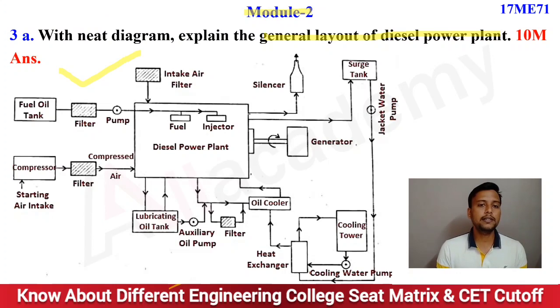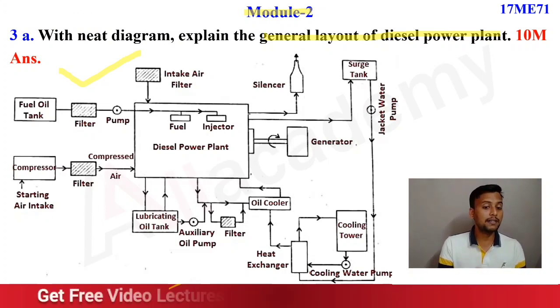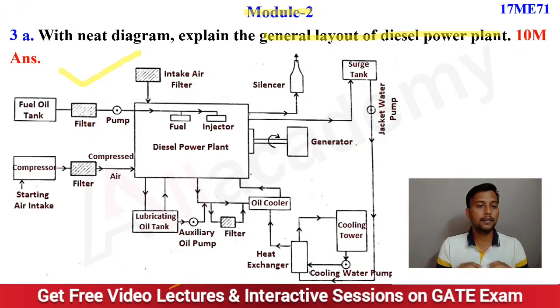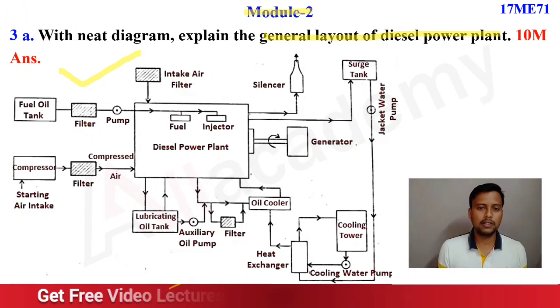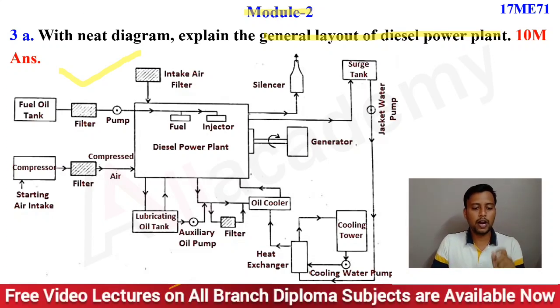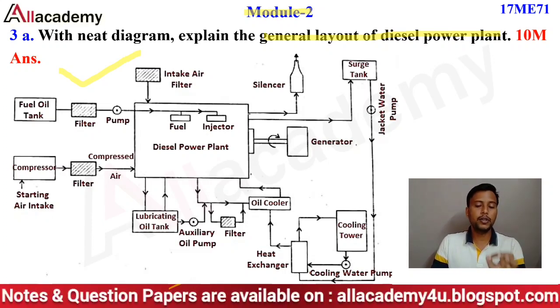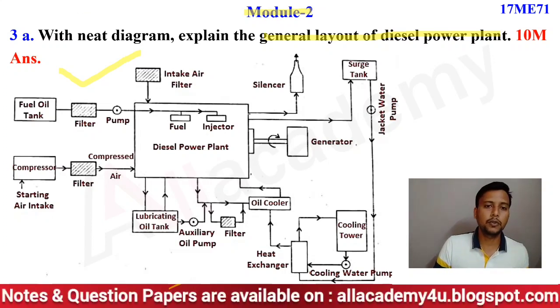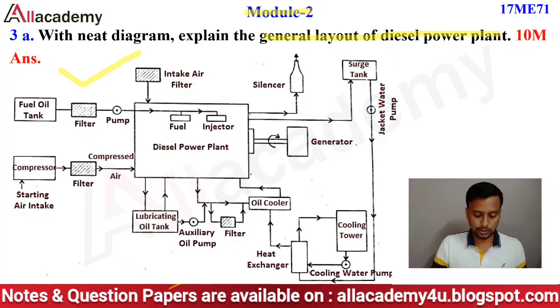And some students said that they have drawn other figures, based on the capacities. Based on the capacities, they have given some different diagrams in the textbook. Those who have drawn those things may expect minimum marks. But those students who have drawn this figure and written a good explanation for the generalized layout of the diesel power plant can expect good marks for this question.